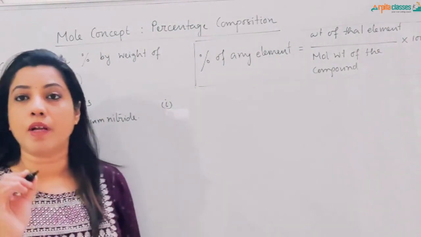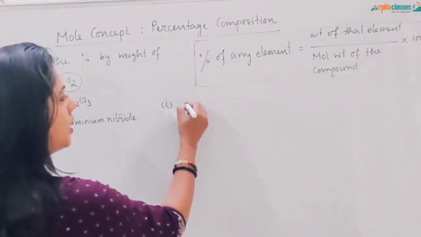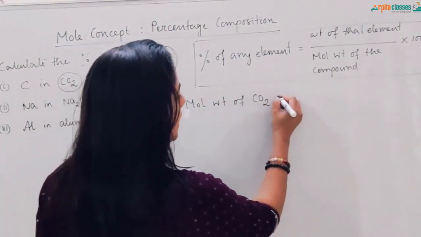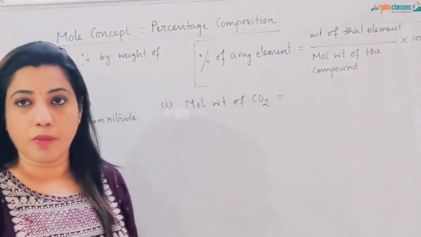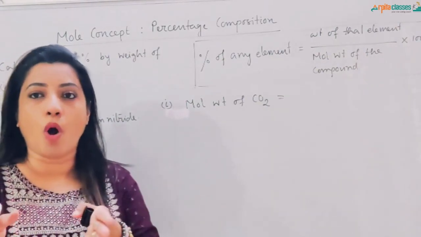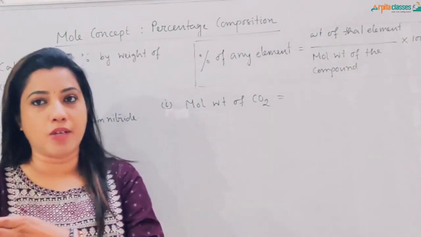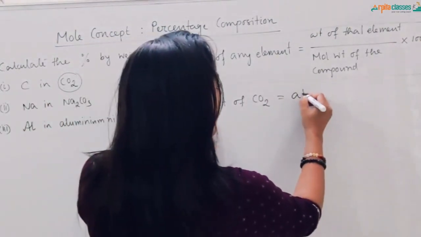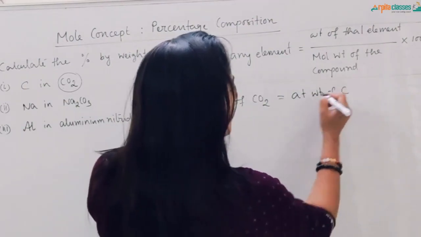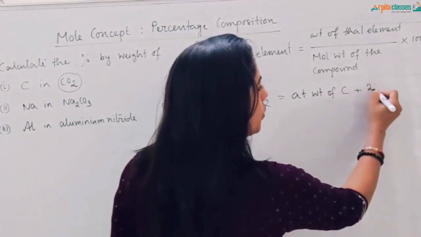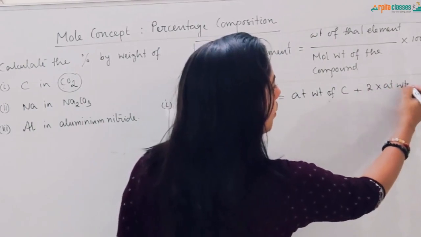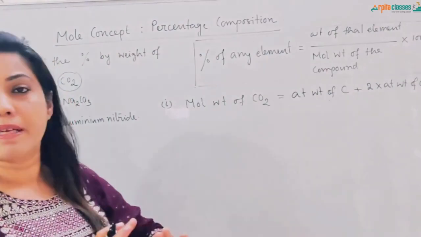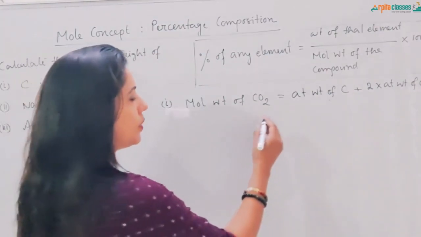First of all, you have to find out the molecular weight of carbon dioxide. I hope everyone knows how to find the molecular weight. It is the algebraic sum of all the atomic weights of all the elements present in the molecule. So it is atomic weight of carbon plus 2 into atomic weight of oxygen. I am writing it because this is the first sum, but basically you do not have to write it. You can directly do this.